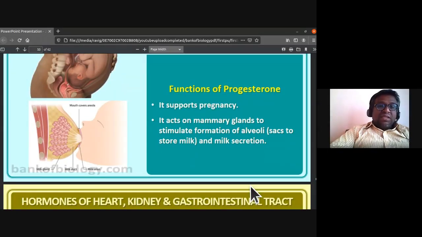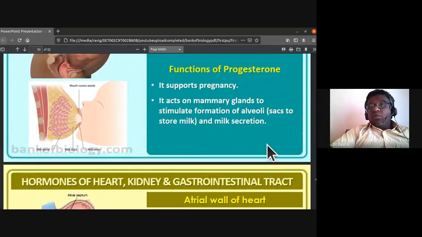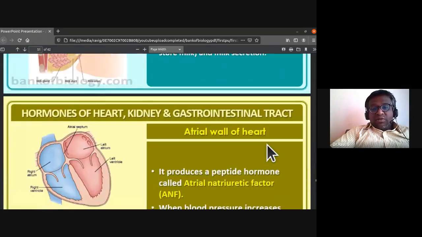Okay, the structure of the mammary gland in case of human beings, we will be studying about that in detail in the next class, that is in the 12th standard. Okay, so there are the alveoli sacs which store the milk, and milk secretion takes place through the milk duct. Okay, that is the role of the progesterone.